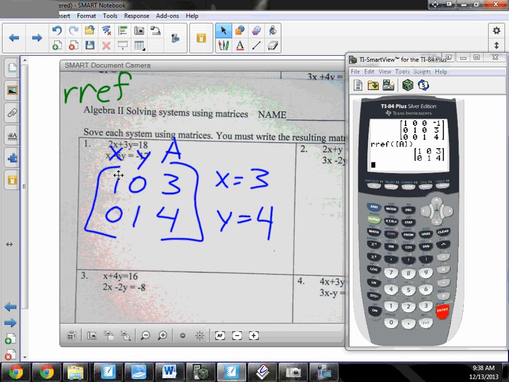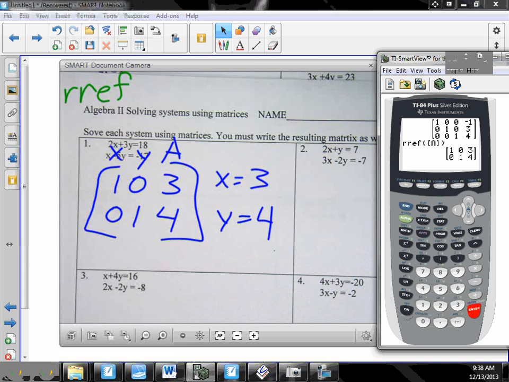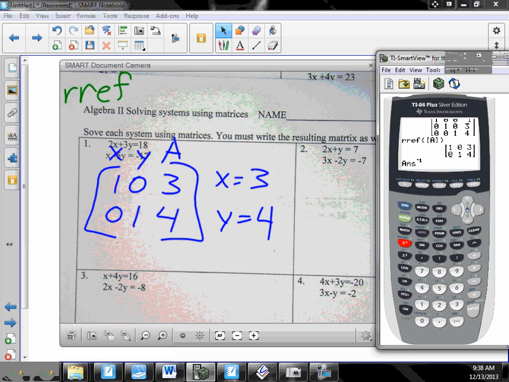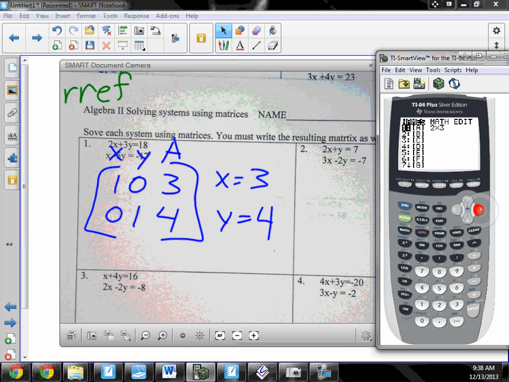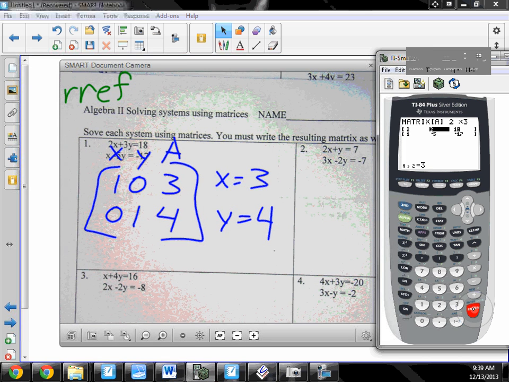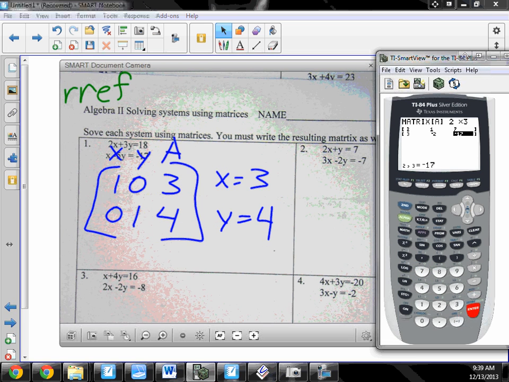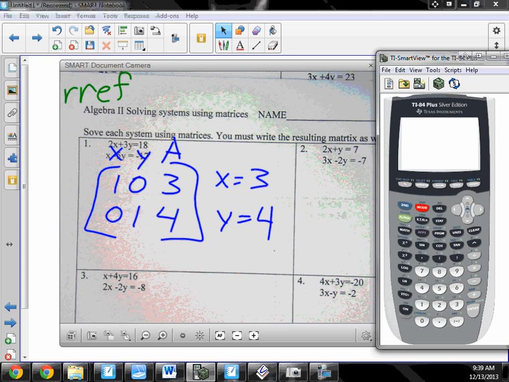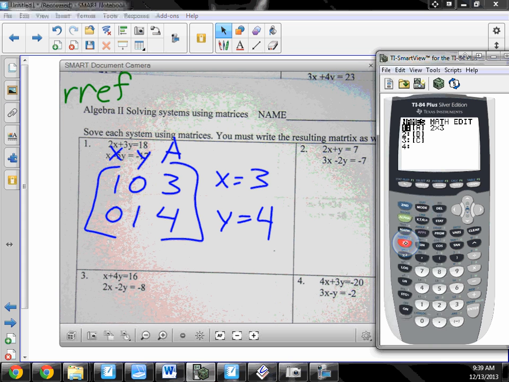So let's do the second one. Go back into matrix. Oops. Second matrix, go over to edit. And this one is a 2 by 3. 2, 1, 7. 3, -2, -7. Exit out. Go back into matrix. And let's do math.